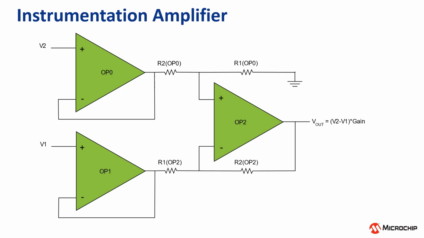The instrumentation amplifier consists of two op-amps that are configured as voltage followers, here OP1 and OP0, and a third operational amplifier, in this case OP2, configured as a differential amplifier. So OP2 will amplify the differential signal created by the two voltage followers. Let's take a look and see how we can configure this in MCC.